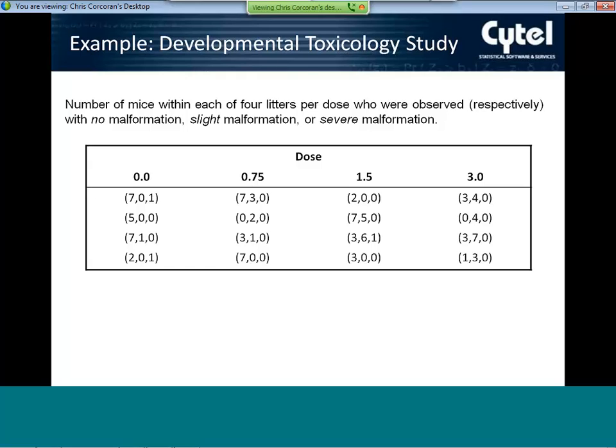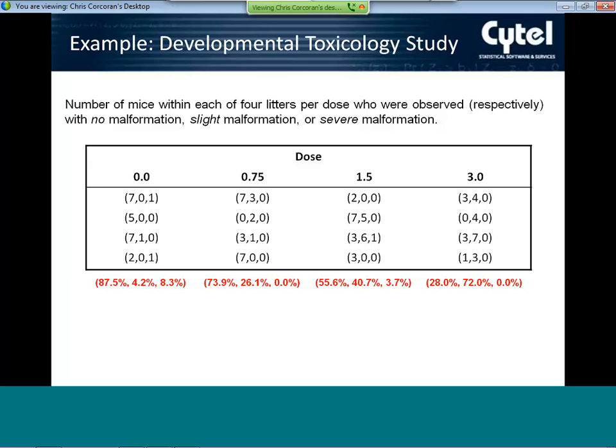Here are data from a developmental toxicology study. So there were 4 litters per dose, or 4 impregnated mice per dose, who then, after being exposed to this toxic substance, were sacrificed and their litters were examined to see how many of the fetuses within each litter, excuse me, were observed with either no malformation or just a slight malformation or severe malformation or death.